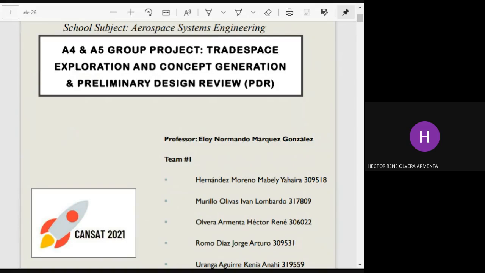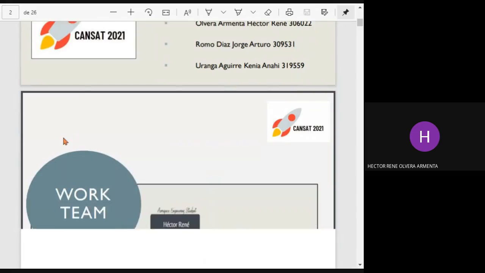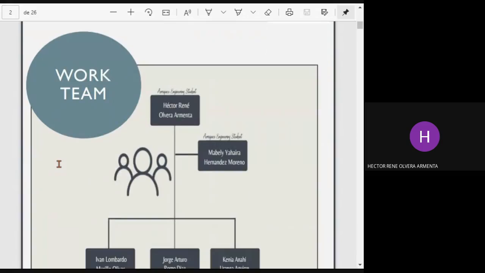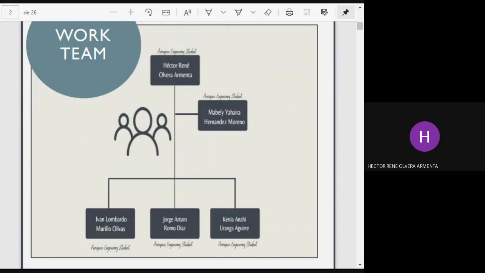The first thing that we are going to analyze is the work team. As we can see, I am going to be the leader of this team because, as a group, we decided that I will be the leader and the sub leader will be Mabeli. The rest of the team will be members guided to fulfill the different activities planned during the semester.